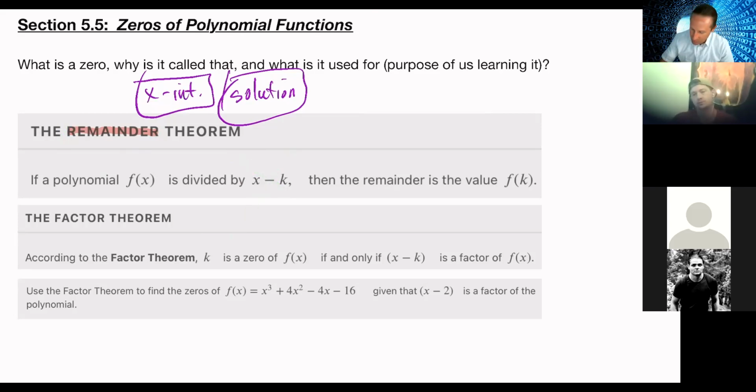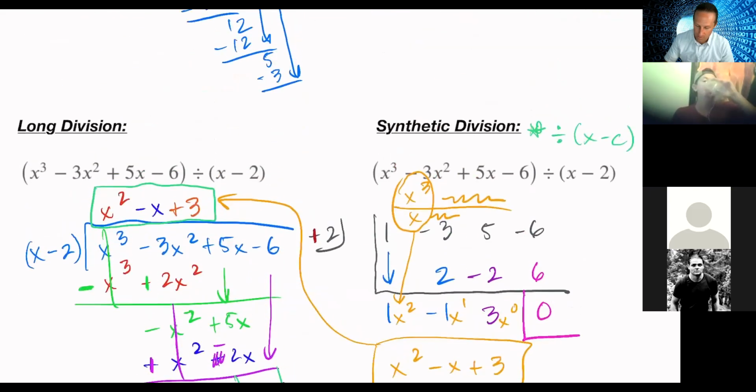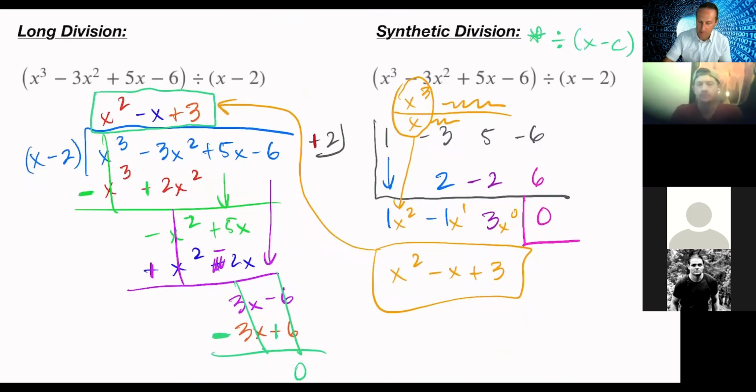It says that if you just plug in whatever makes this equal to 0 for that k, so for us up there, it was +2, if you plug that in, it will actually give you the remainder. Whoa, that's pretty cool. Check this out. Let's do it up here. Let's go up here and plug in what? 2. 2.